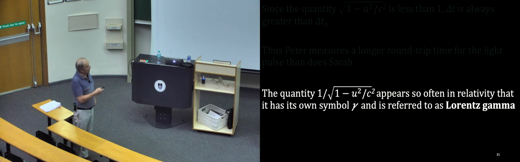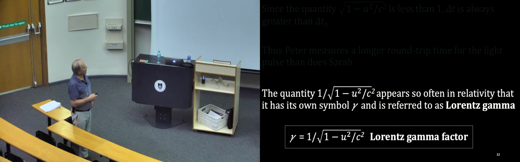This quantity, 1 over the square root of 1 minus u squared over c squared, appears in most relativistic equations when you're doing the work, and it's referred to as Lorentz gamma. That's the symbol that we use, just to make it simple. But if you work with this every day, you don't write out this big equation, you just use that symbol in doing your analysis. And there we are, there's the Lorentz gamma factor.